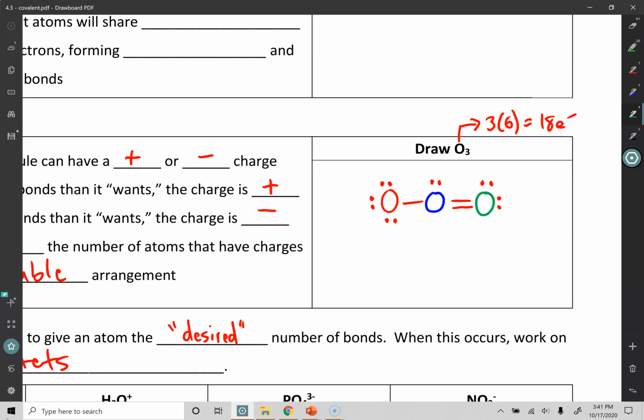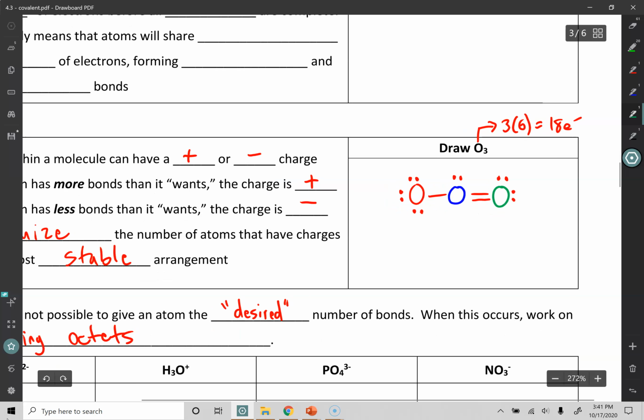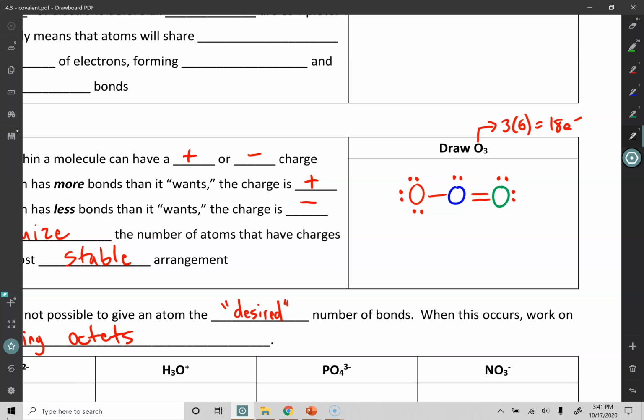And finally, the red oxygen, same deal. It's got an octet of electrons, usually wants to form 2 bonds. We've only given it 1. Here is where formal charge comes in. So the green oxygen has exactly what it wants, so it has no formal charge. The blue oxygen has more bonds than it wants. Usually it has its own set of electrons that belong solely to it, and now I've forced it to share. That's going to make the blue oxygen, the middle oxygen in this case, have a positive charge.